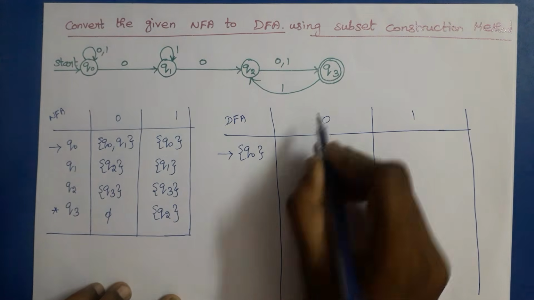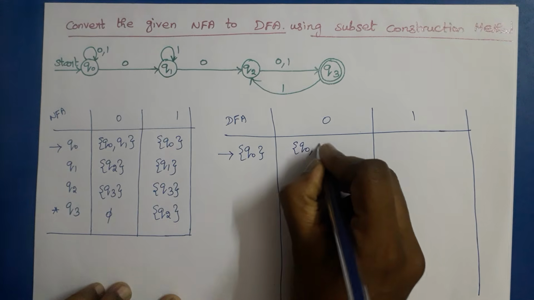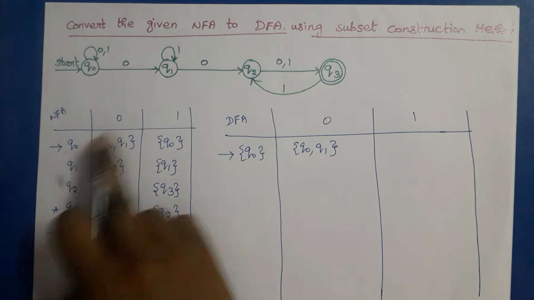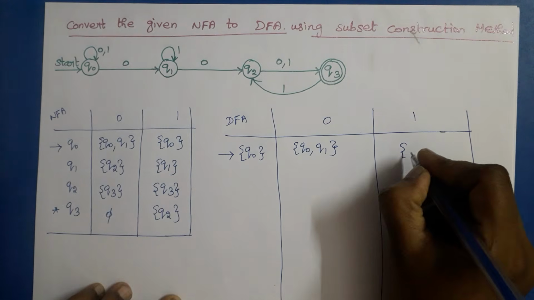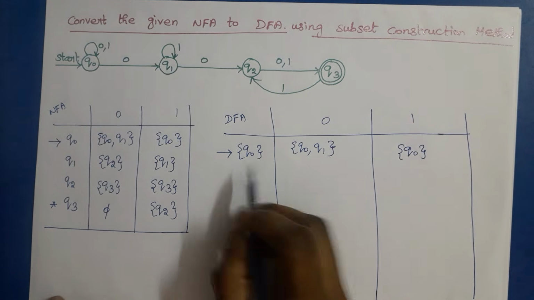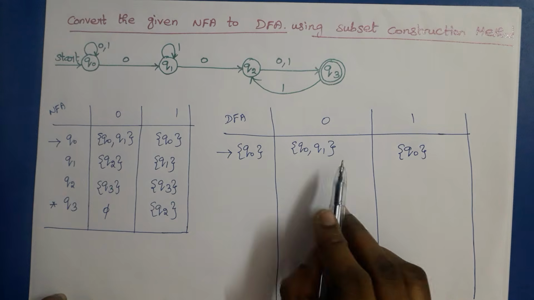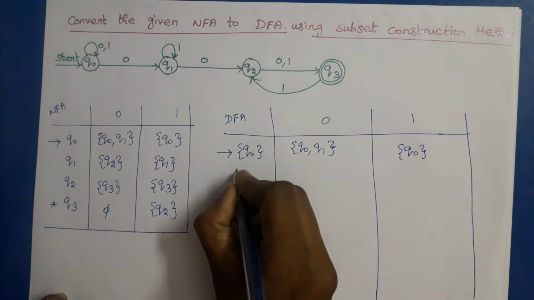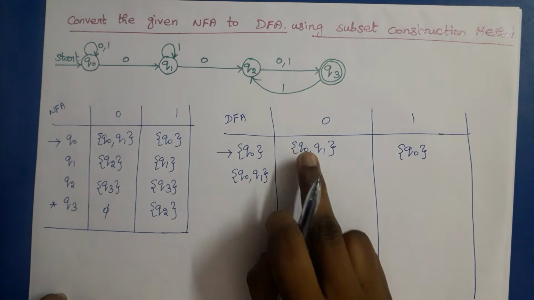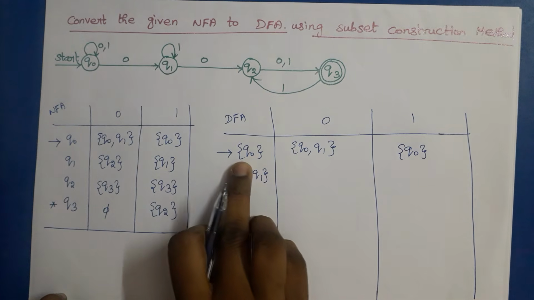So from Q0, 0 goes to Q0 and Q1, and it is considered as a single state. Then Q0, 1 goes to Q0. Then the newly introduced state is Q0, Q1. So in the next step, we are going to construct the transition for Q0, Q1. And from Q0, 1 goes to Q0, that we have already written.